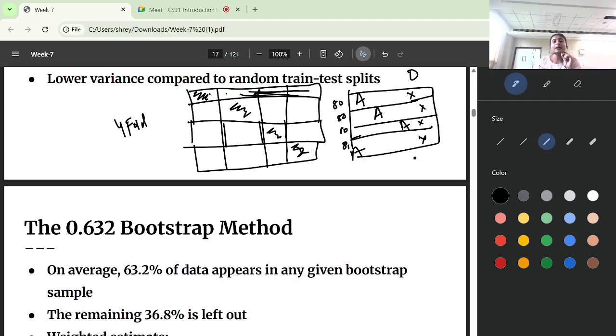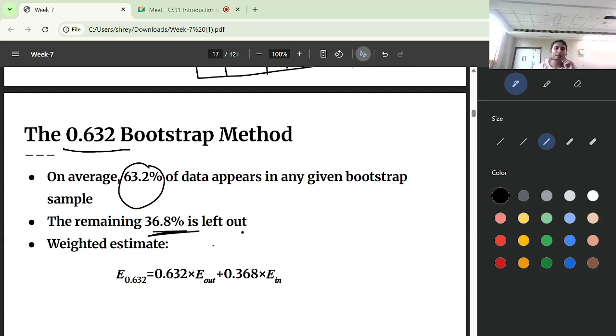So they say that it should be given some percentage of probability of how much data is certainly going to be used. The method is called 0.632. It means that on average 63.2% of the data appears in any given bootstrap sample. If you are trying a bootstrap technique, we cannot assure that all the data samples will be used, but we can say that on average 63% of the data will be used. The remaining 36% is left out, so it will never be used in any of the bootstrap samples. This is a possibility on average.